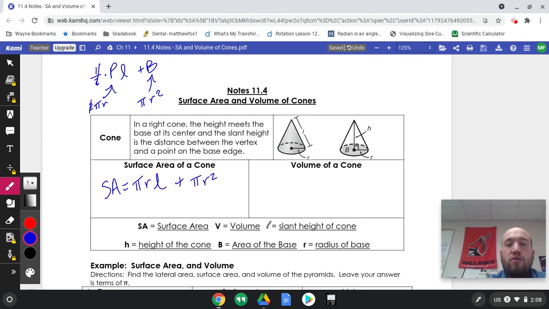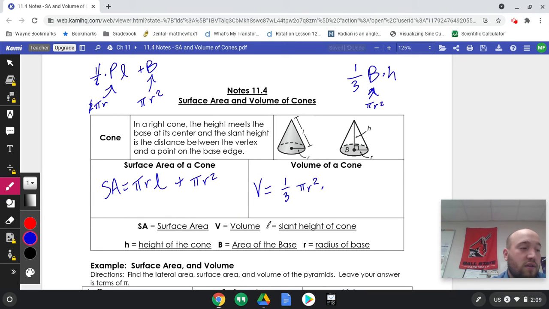Meanwhile, the volume of your cone, once again, is very similar. When we had a pyramid, it was 1/3 times the area of the base times the height. Once again, that area of the base is pi r squared. So the volume will be 1/3 pi r squared times the height. And that's all there is to it.